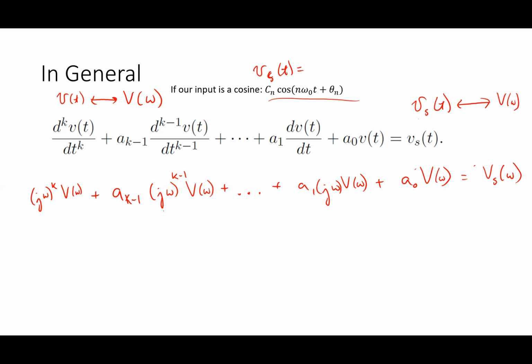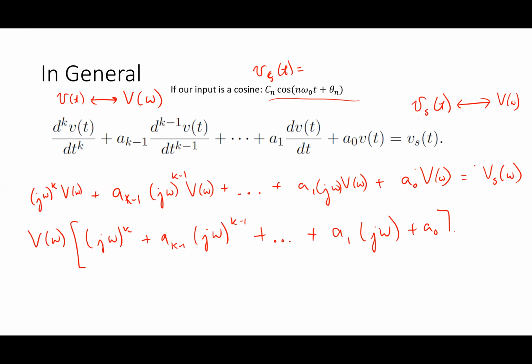Now, if I look, every term here on the left side has a V of omega. So I can factor out the V of omega. All right, and then I have here j omega to the kth power plus a k minus 1 times j omega to the k minus 1th power. And then that extends to a1 times j omega plus a0, and that's all equal to Vs of omega.